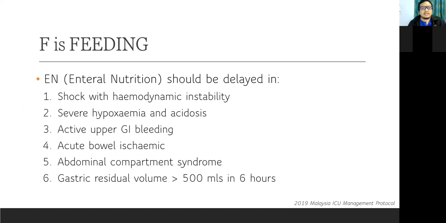So EN should be delayed in shock with hemodynamic instability. Of course, gut failure will happen because the blood is being shunted away from the lesser important organs like the gut, and the gut cannot absorb the feeding. So severe hypoxemia and cirrhosis, yes, same reason. Active upper GI bleed, all of this is considered higher possibility of gut failure. Also acute bowel ischemia, abdominal compartment syndrome, GRV more than 500 mL in 6 hours.